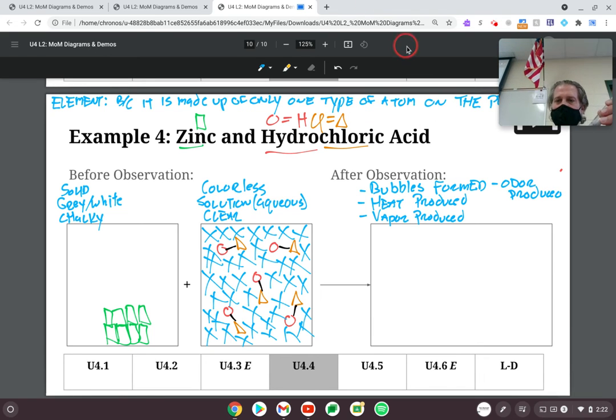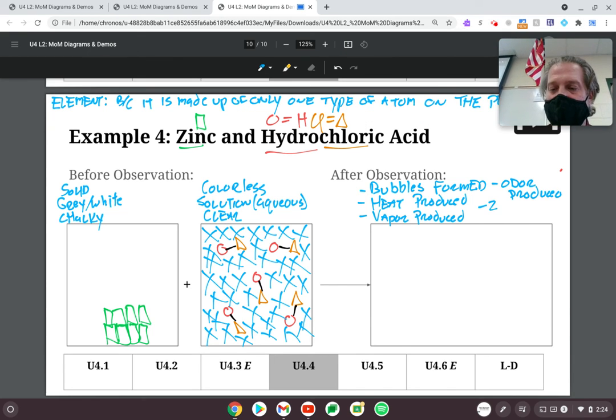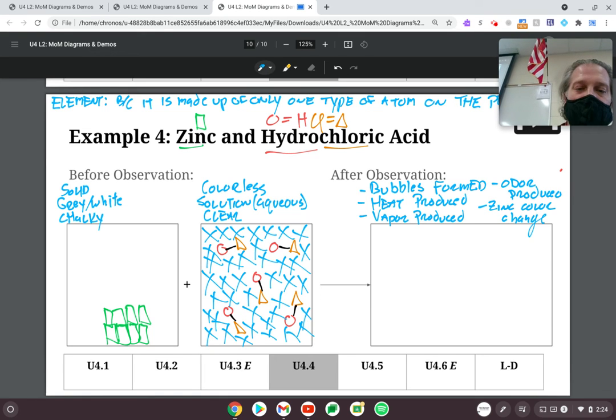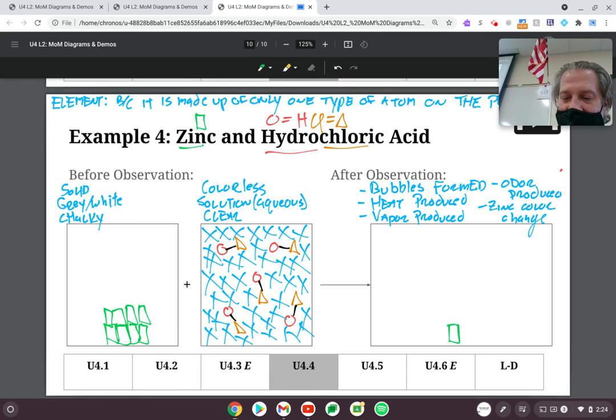Okay, now there's one more thing I want to show you. The last thing that many of you made observations about is it appeared that the zinc went from being somewhat gray to somewhat black, right? So it looks like the zinc changed color. Okay, now things I can tell you. The zinc is still present. Okay, so it's still solid, so I'm going to draw some zinc at the bottom.